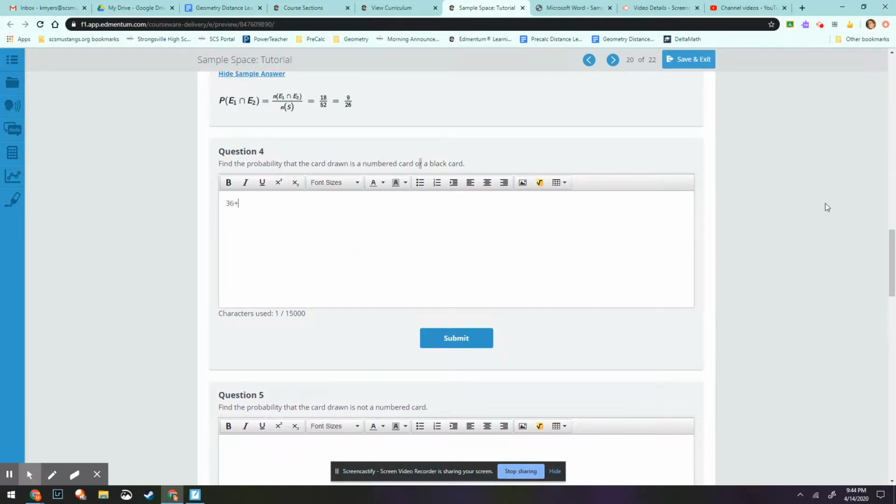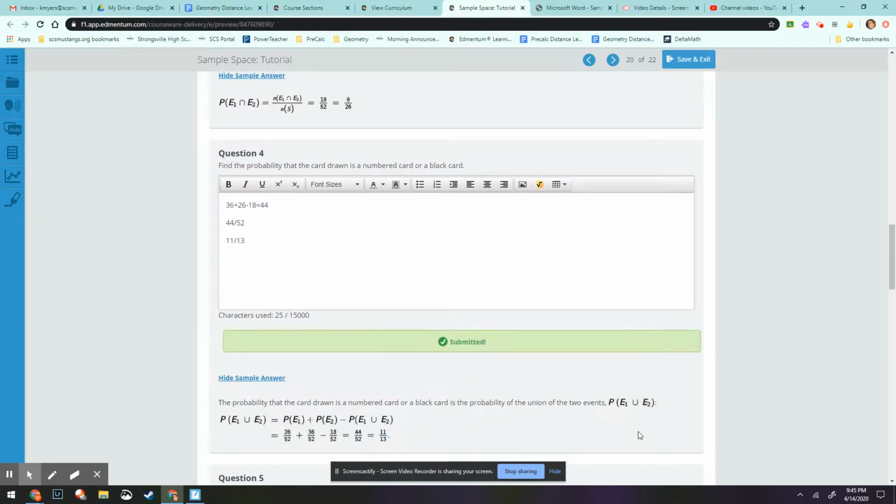So it would be 36 plus 26. However, first of all, if you add those up, you get more than 52. There's only 52 cards in a deck. Remember, if it's an or statement, you want to account for the overlap. I'm sorry, if they have events that double up, you want to subtract them. So if I do 36 plus 26 minus 18, that gives me 44. So the probability of that would be 44 divided by 52, 11 over 13, which is what we got down here.